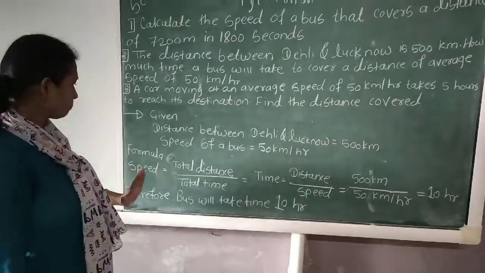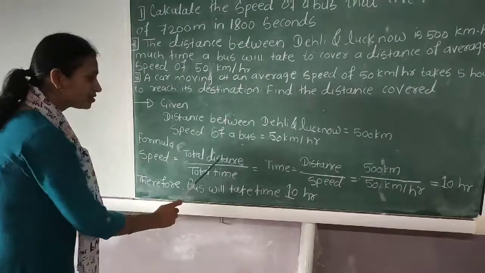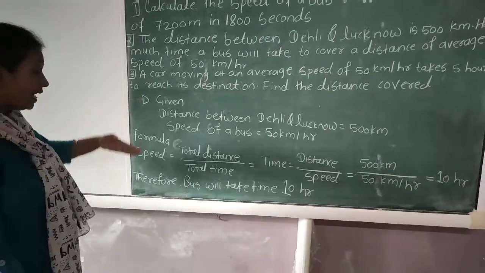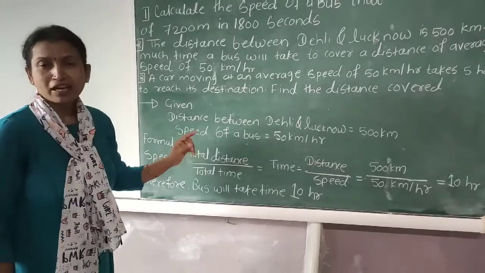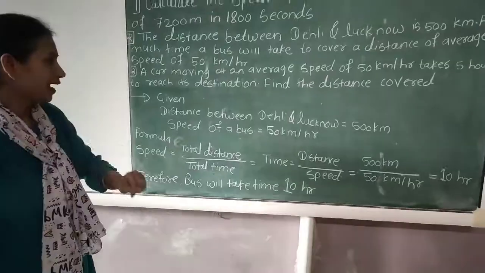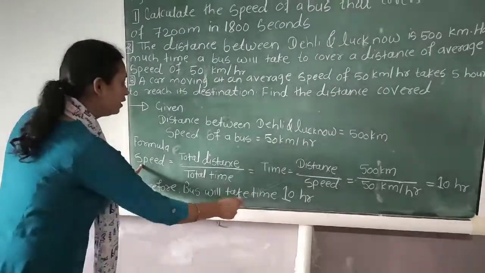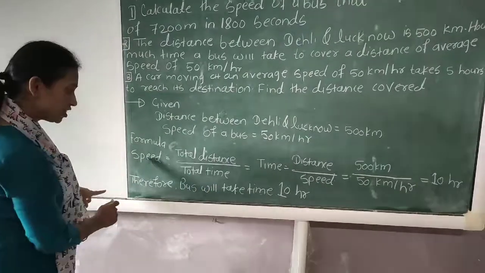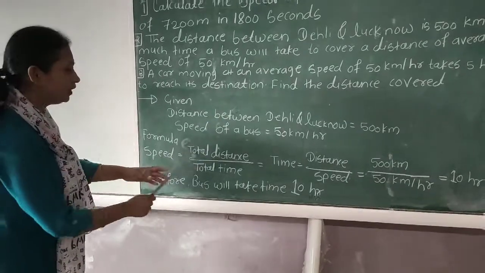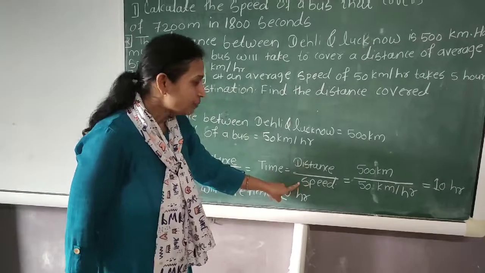We know the formula. The actual original formula is speed is equal to total distance divided by total time. But we have the values of speed and distance, and we are supposed to find out the time, how much time was required. Now we will change the places. Instead of speed, we will write time over here. We have changed places. Time will come here because we want to find out time, and speed will go here. So time is equal to distance divided by speed.